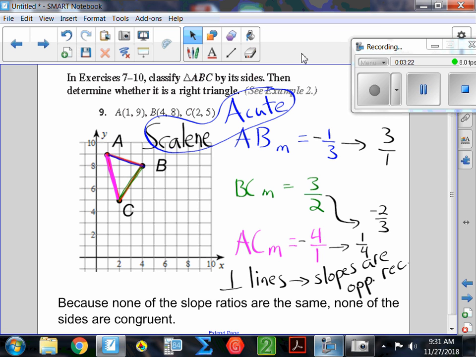So you can use the slopes to tell you that because the slope ratios are not the same, the sides are not going to be congruent, because you could use the numbers in the slope to actually find out the lengths of the sides using the Pythagorean theorem. You can also use the slopes to see if any of the slopes make that perpendicular relationship where you have two slopes that are opposite reciprocals. And I gave you the examples in black of what the opposite reciprocals would be, and none of them match. So it's not a right triangle. We can see in the triangle that it's also not obtuse, so it's a scalene acute triangle.